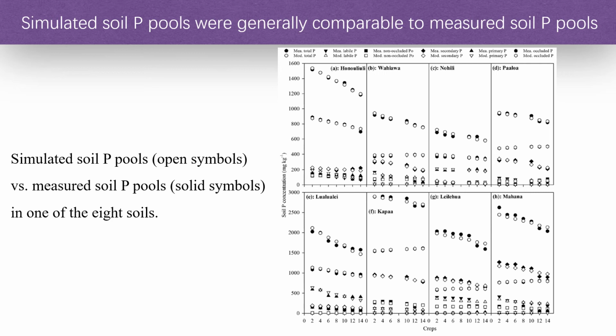Here shows a comparison between simulated soil phosphorus pools and measured soil phosphorus pools. Here, the open symbols indicate simulated soil phosphorus pools, and solid symbols indicate measured soil phosphorus pools. As you can see, simulated soil phosphorus pools after data assimilation matched well with the measured soil phosphorus pools in all soils and in all pools.